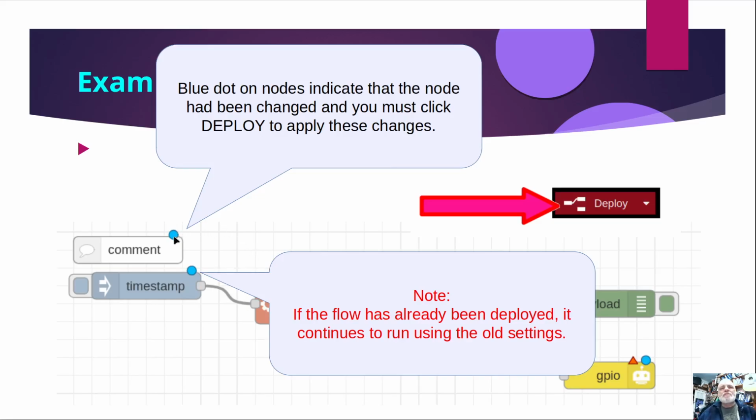You notice there's some blue dots on a couple of these. The blue dot indicates that the node has been changed, and therefore the latest changes will not take effect until you actually click on deploy, which will be in the top right side. Note that if the flow has already been running, it will continue to run based on the old settings until you deploy these changes.